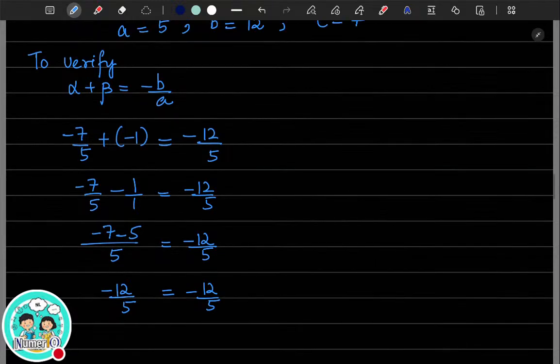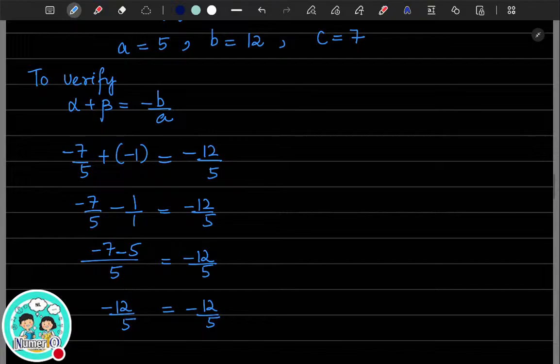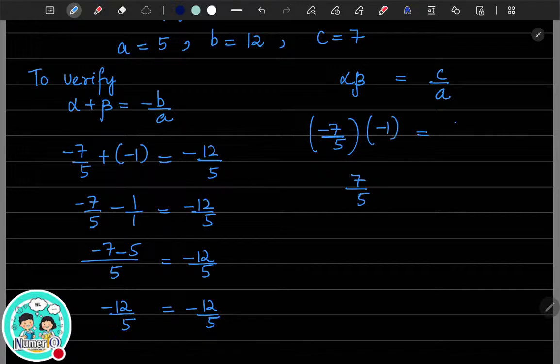Okay, let's verify the product of the zeros as well. So we know alpha beta is equal to c by a. So what is your alpha? Alpha is minus 7 by 5 multiplied by minus 1. So this is nothing but 7 by 5. Your c is 7 and your a is 5. Okay, so 7 by 5. So hence verified.